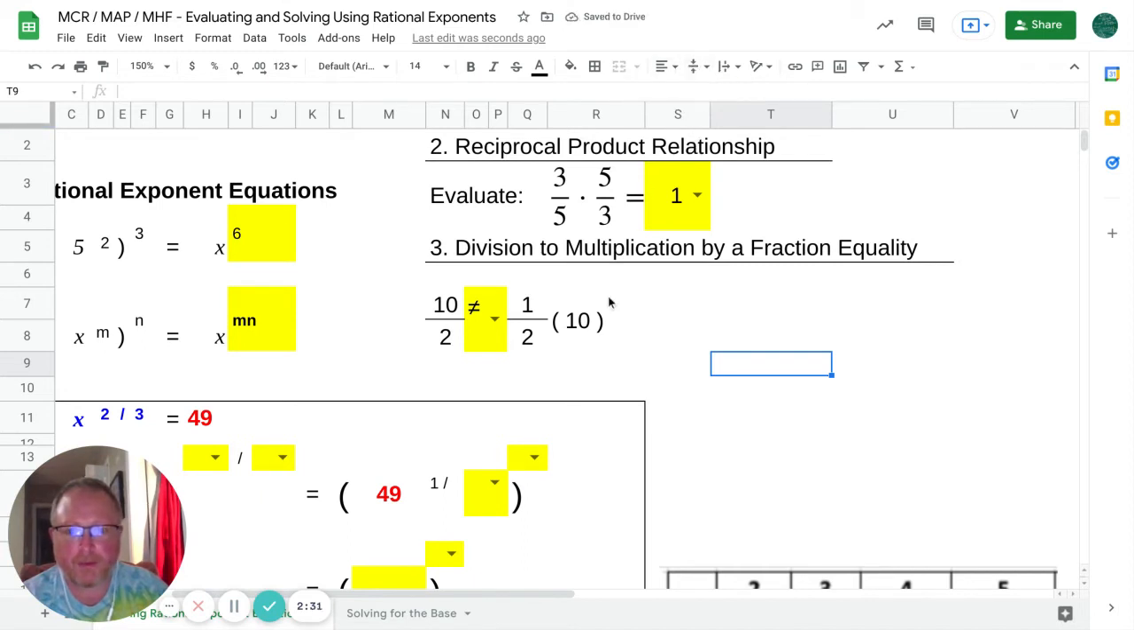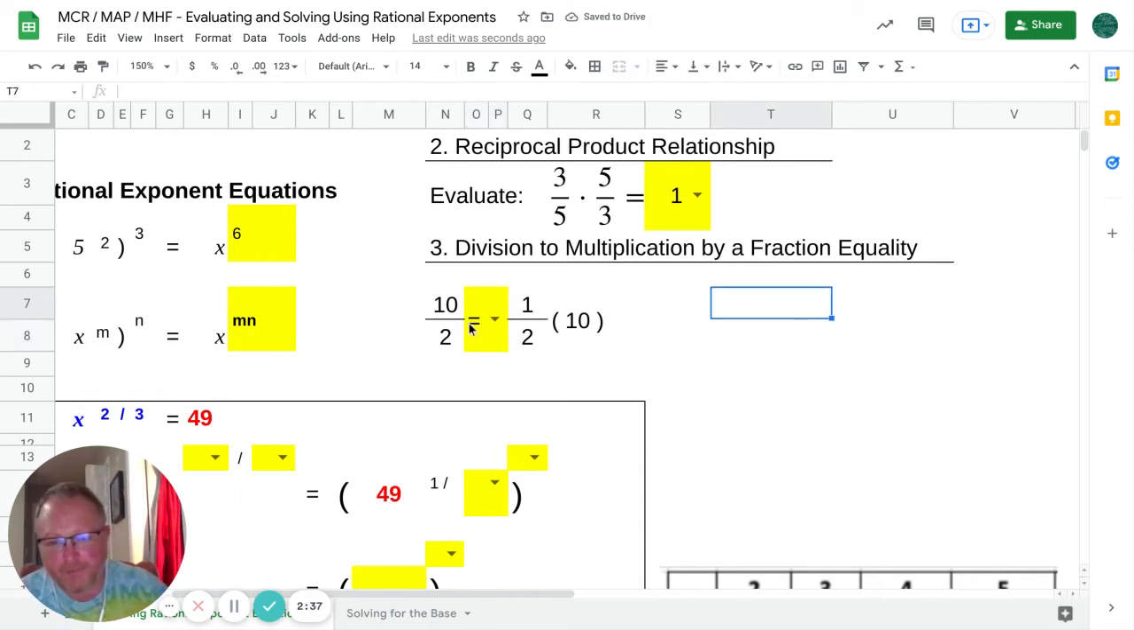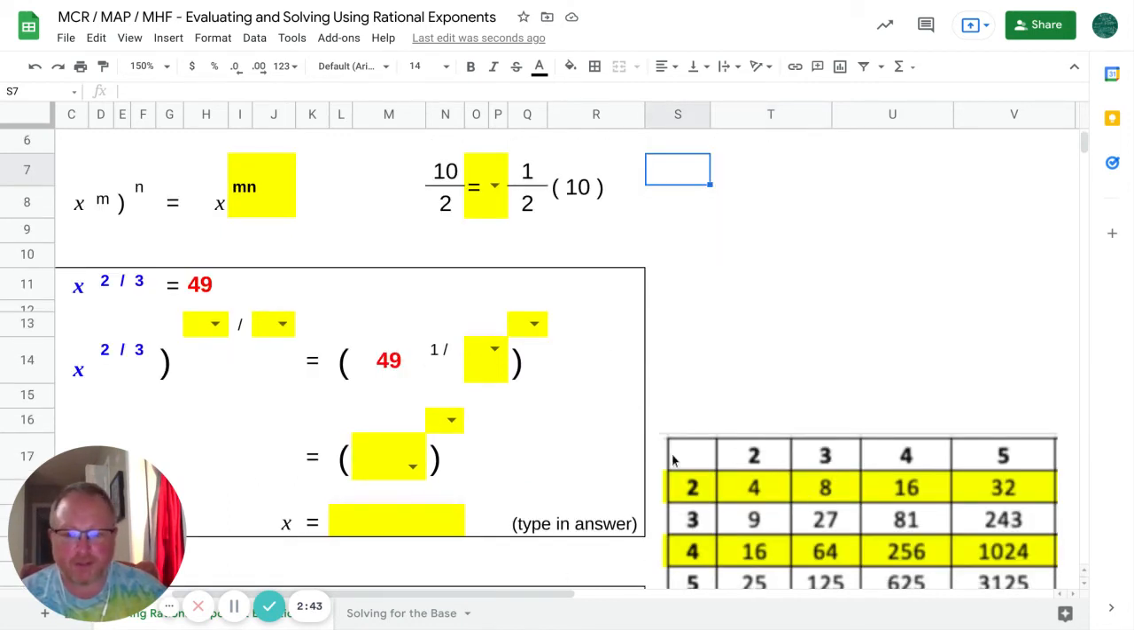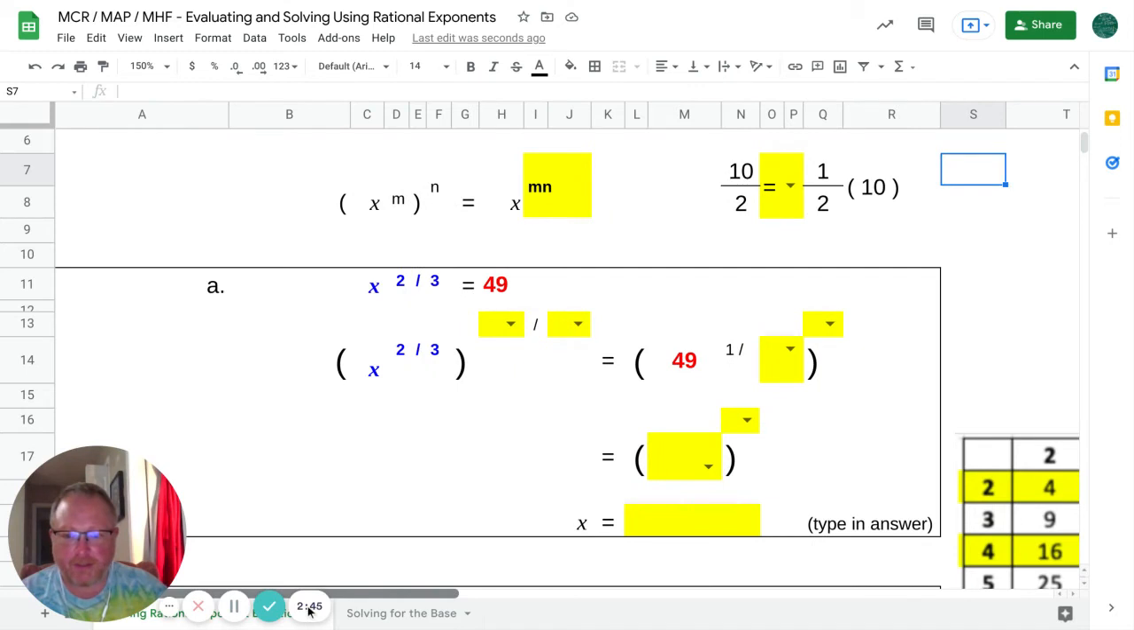Which one would I pick? Equal or not equal? I'm pretty sure I would pick equal, right? They're equal because dividing by 2 is the same as multiplying by 1/2. Okay, so now let's do one example. That's all we need to do is one example, and then you'll do these yourself as you go through them.